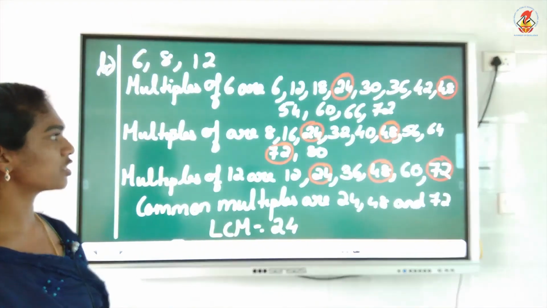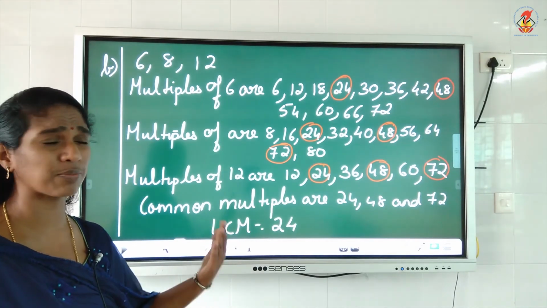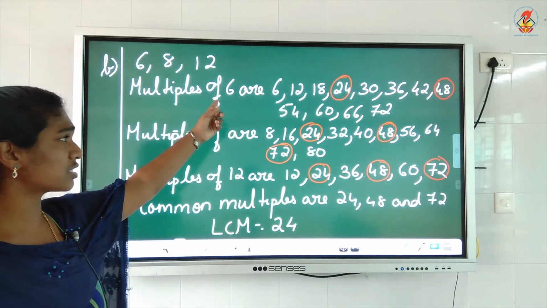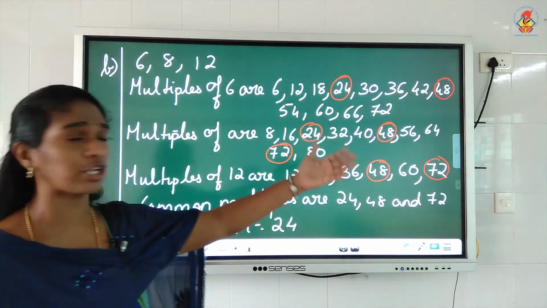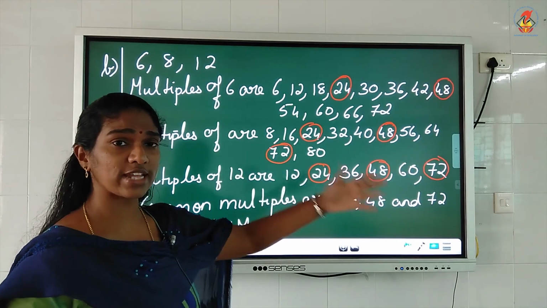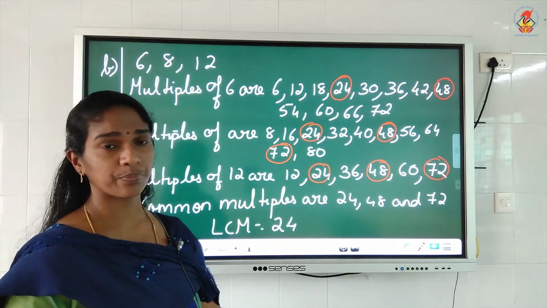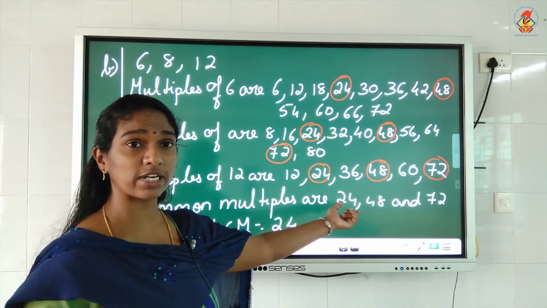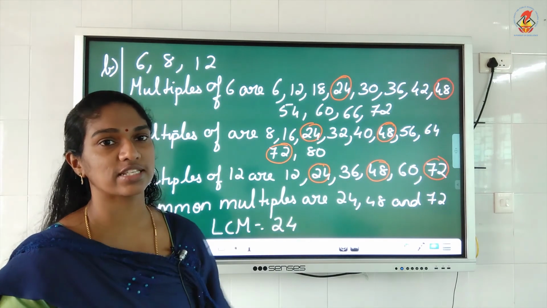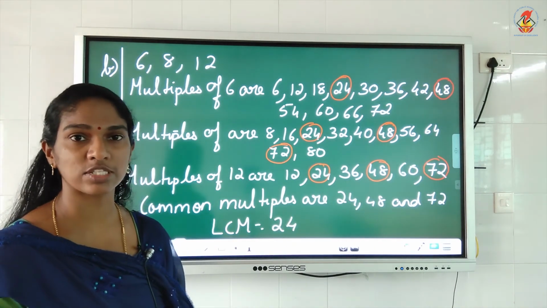Okay, children. So it's very easy to write multiples. If you don't know the table, 6 table you know till 6 11s are 66. Just count 6 and continue. Like that 8, count 8 and continue. 12, count. And that I've already told you an idea. Once you get the first common multiple, it's very easy to get the rest. You just have to find the multiples of that.